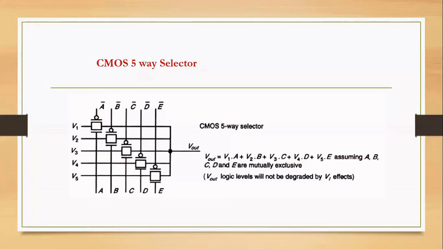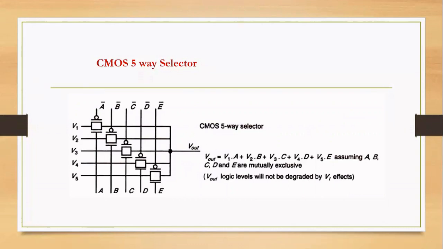When A is equal to B is equal to C is equal to D is equal to E is equal to 0, all transmission gates will be off so that your output will be at high impedance. When A is equal to B is equal to C is equal to D is equal to E is equal to 1, then all transmission gates will be on and we'll get the output as V1 plus V2 plus V3 plus V4 plus V5.